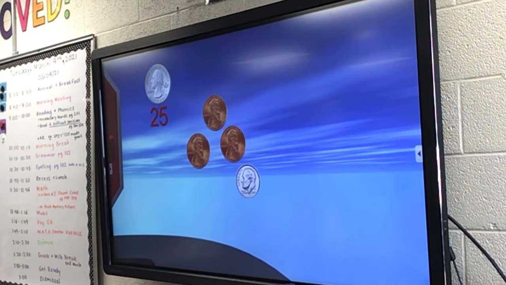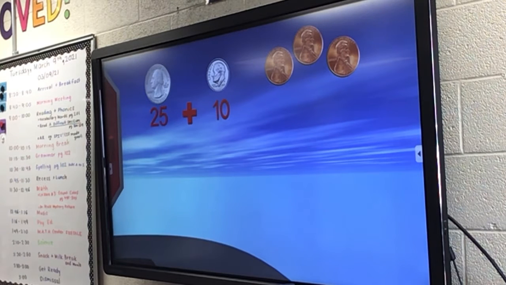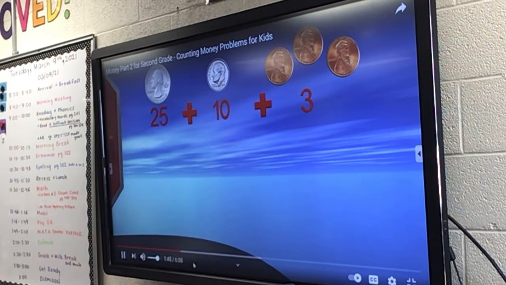Now we have a dime and 3 pennies left. Which one is worth more, the dime or the pennies? Dime. Good job. The dime is worth more, since it is worth 10 cents. We know that each of these pennies is worth 1 cent, and there are 3 of them, so we know these pennies are worth 3 cents.